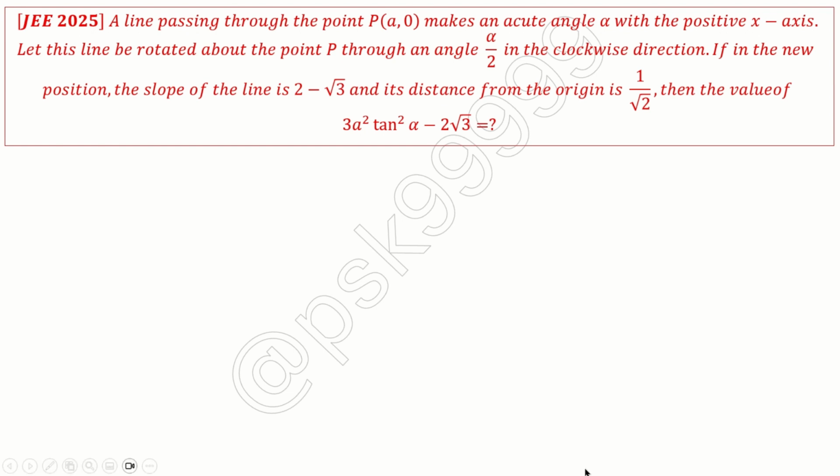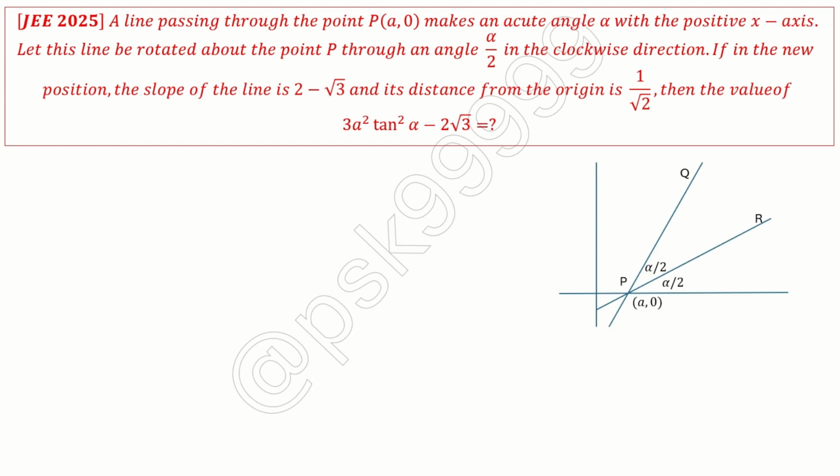Okay, so basically look at the final expression. I need to find out a and alpha. Okay, this is first thing. Now draw the picture, then you will understand it very easily. PQ is my original line. P is a comma 0 because it is passing through the x-axis at a comma 0, right? This is rotated about this point P by alpha by 2 degrees, correct? So my new position is PR, and PR makes alpha by 2 with the x-axis. This is what is given, correct?